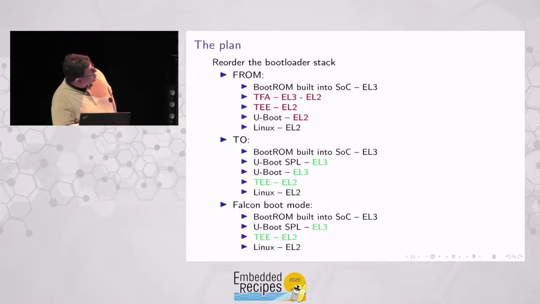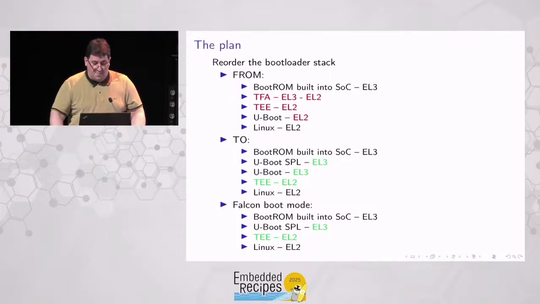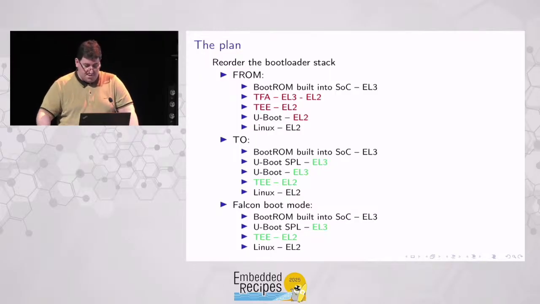So currently the bootloader stack looks like this. The boot ROM is at the very beginning, then there is TFA, which does hardware initialization, that's essentially BL2. Then potentially there is trusted execution environment, which provides the PSCI or SCMI services on ARMv7. Then there is U-boot, and then there is Linux.